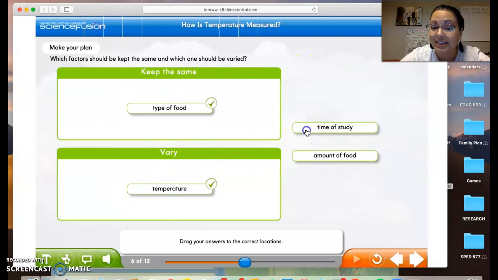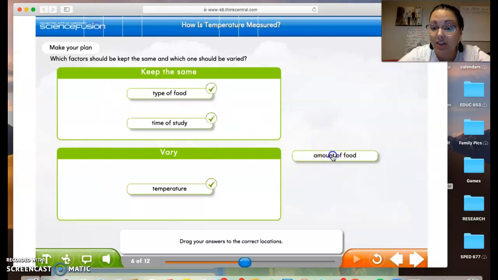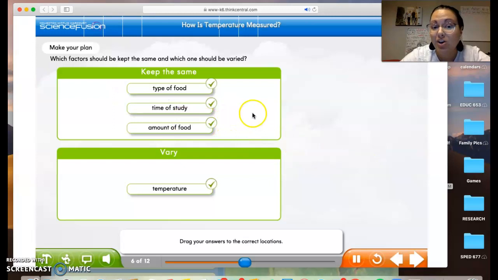Everything else has to stay the same in our project, okay? The amount of food, the type of food, and how long you're studying. You want to study the effective temperature, so that is the factor you vary. The other factors should be kept the same.